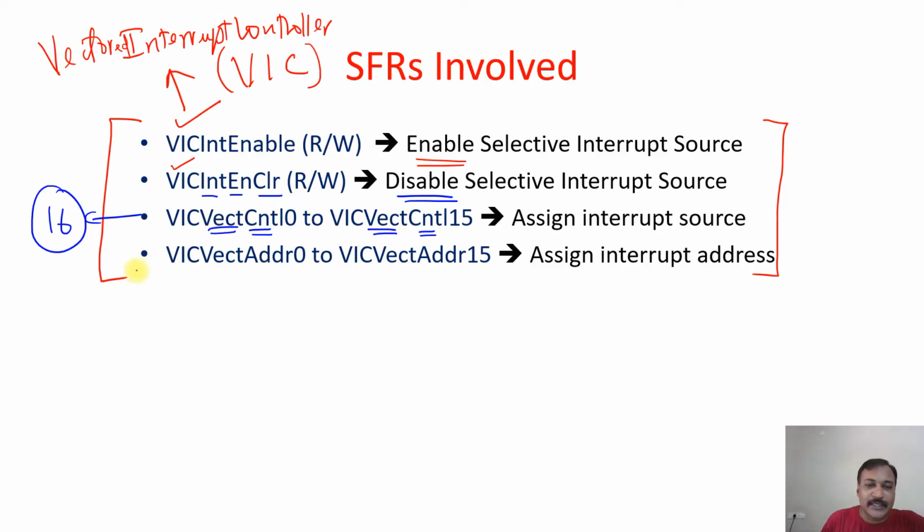The next one is Vector Address 0 to Vector Address 15. Each control register is used to assign a particular interrupt source to a slot, and then once that particular interrupt happens, what exactly the microcontroller has to do? You have to write it in the form of an ISR. The address of the ISR, you have to put it in this address register so that the microcontroller will automatically make a jump to that ISR.